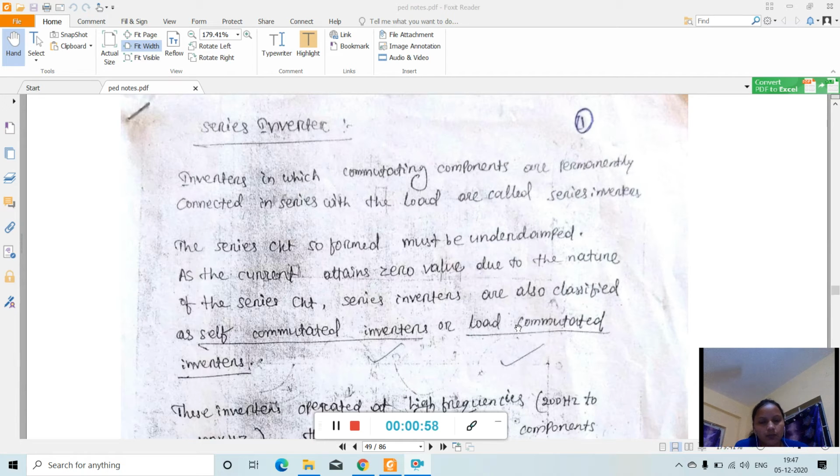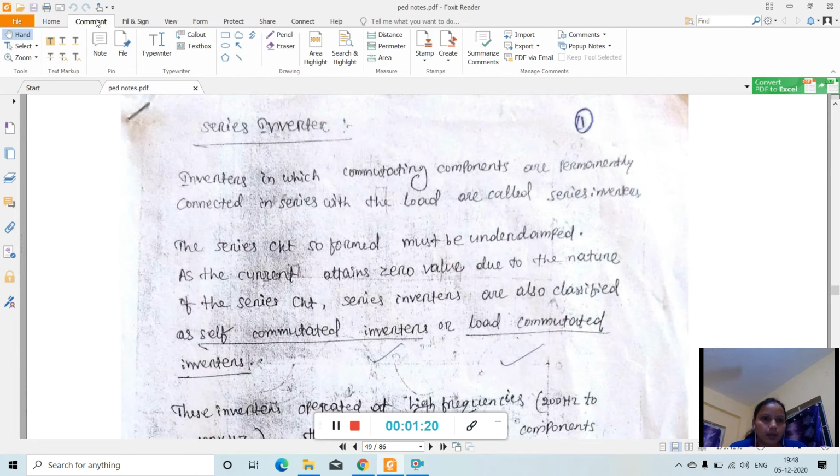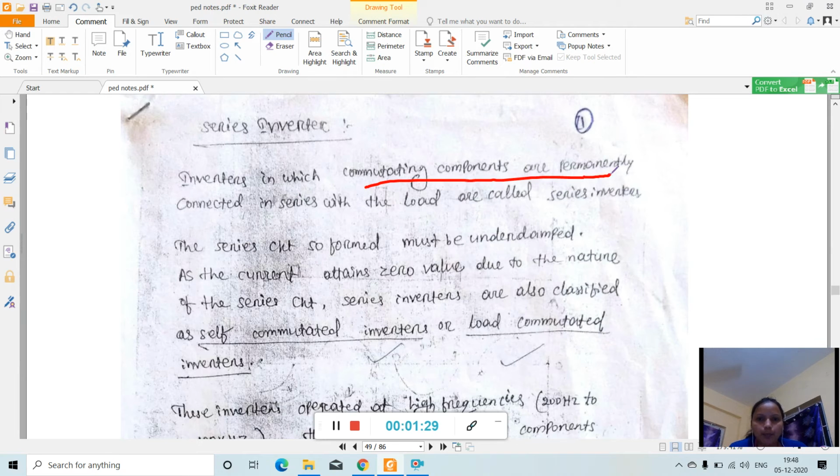In this series inverter we will discuss its circuit diagram, its operation, its output waveform, and how we get AC output from the DC input. Okay, so an inverter in which commutating components are permanently connected in series with the load is called a series inverter. It is named series inverter with this concept, that the commutating components are permanently connected in series with the load.